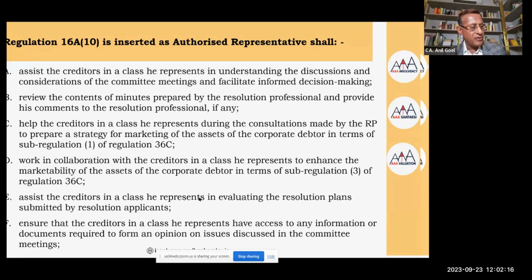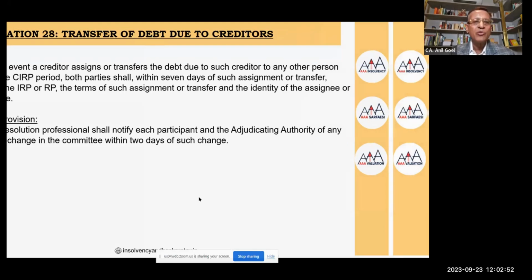So the time is passing because I wanted to explain. See, this is only a little bit of an anomaly. When the debt is getting transferred during CIRP, I'm not talking about regulation 28, there was no timeline. The timeline was only for the RP, but there was no timeline for the assigner and the assignee. Now there is a timeline of 7 days for the assignee and the assigner during CIRP that they have to inform the RP, and then the RP will notify the adjudicating authority of any resultant change in the committee within 2 days. That is only one anomaly that has been corrected.